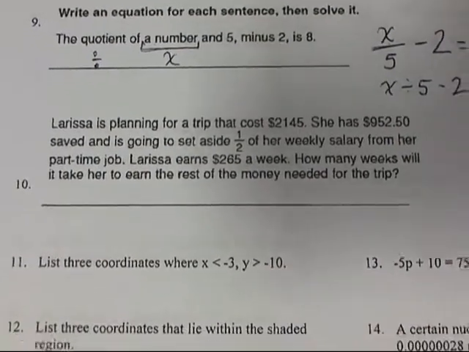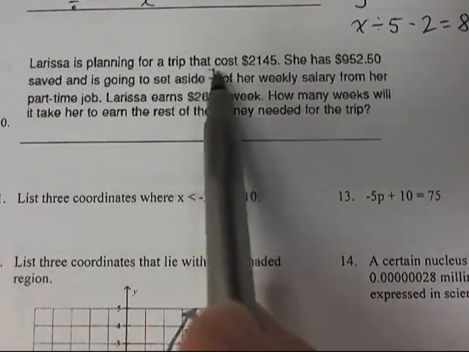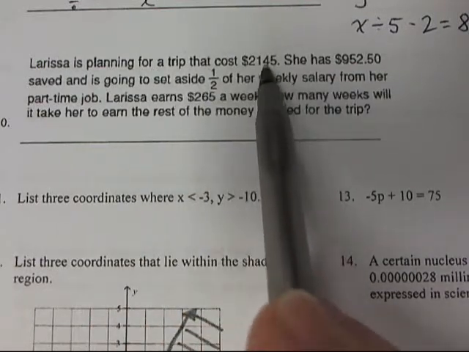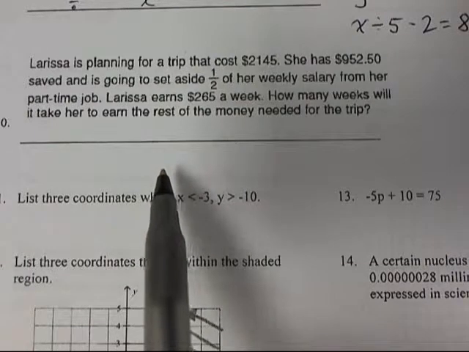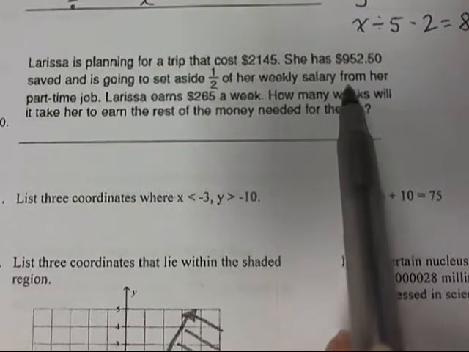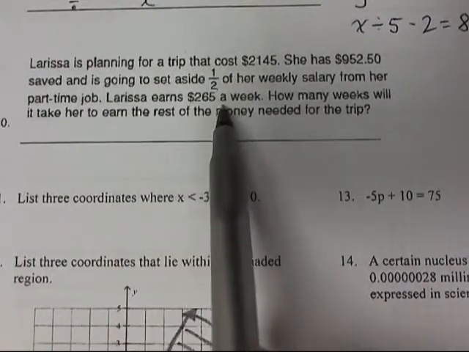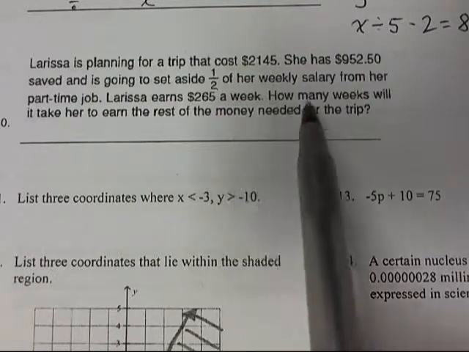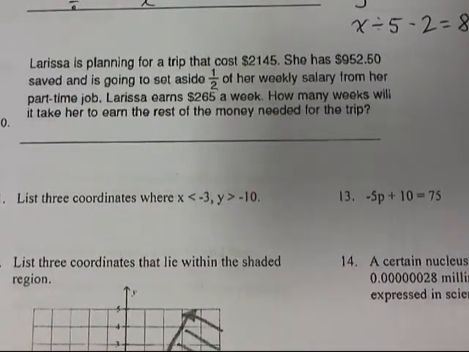Number 10. Larissa is planning for a trip that costs $2,145. She has $952.50 saved and is going to set aside half of her weekly salary from her part-time job. Larissa earns $265 a week. How many weeks will it take her to earn the rest of the money needed for the trip?